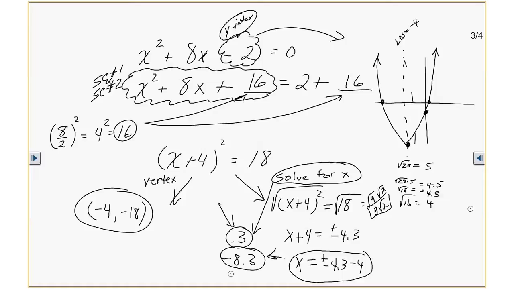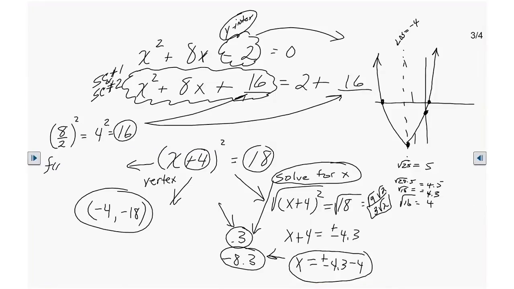Anybody got questions? Anybody need any refreshing on this or what I did? Everybody good? The vertex is always the opposite of this guy and the opposite of this guy. Now, the vertex form is written like this. f of x, you take the 18 and bring it over and say f of x is equal to x plus 4 quantity squared minus 18.